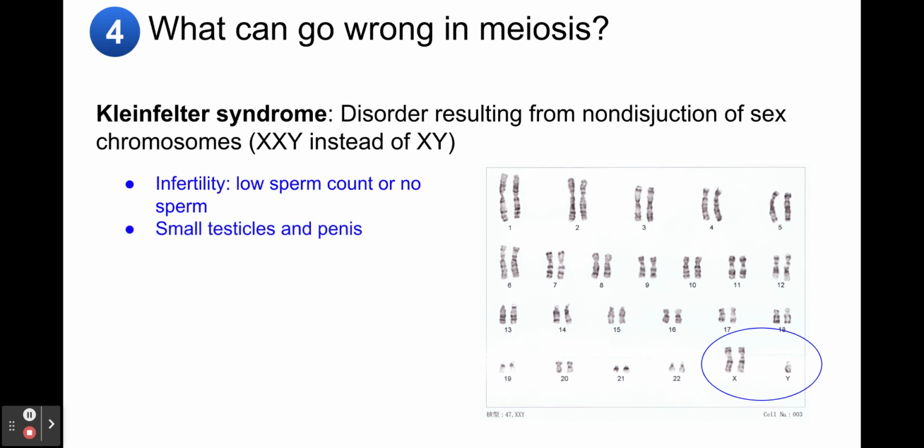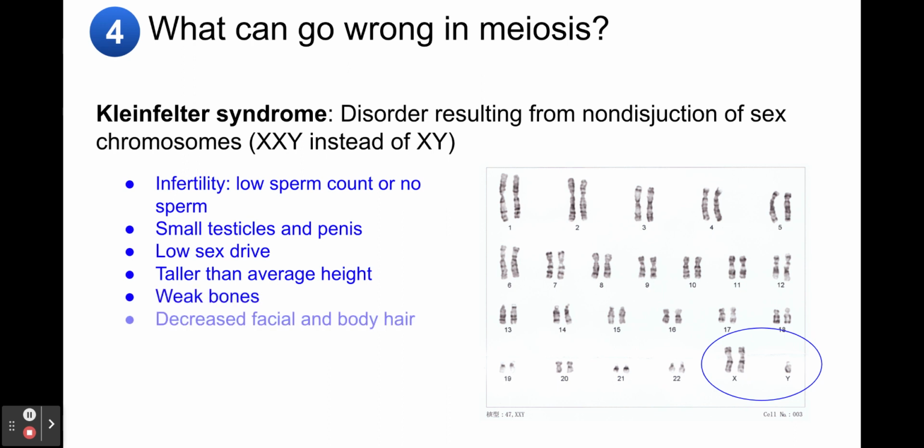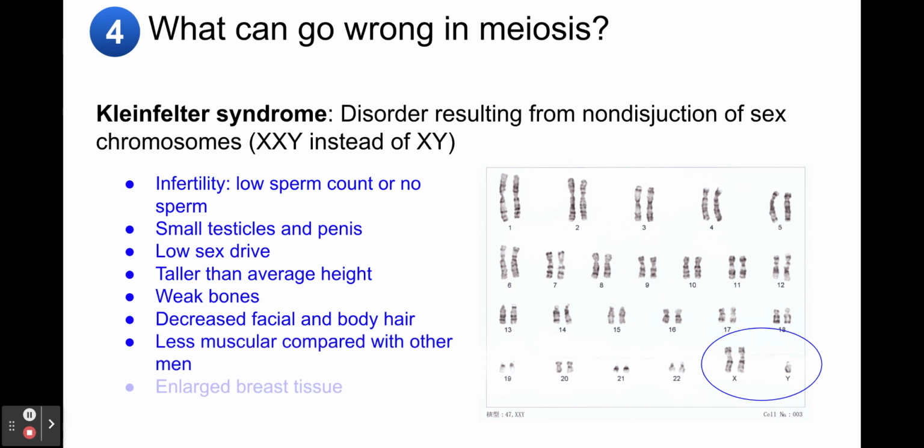They will have a small testicle and penis, a low sex drive, they'll be taller than average height, they'll have weak bones, decreased facial and body hair, less muscular compared with other men, enlarged breast tissue, and increased belly fat. So, just like Turner syndrome, we're seeing impacts over the whole body, including both the reproductive systems and overall growth and development. So, these are three disorders that result from non-disjunction, the primary thing that can go wrong in meiosis.